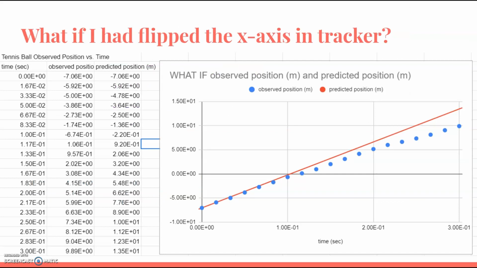Now, what happens if I had flipped the x-axis in Tracker? As you can see, the graphs are very similar. However, they are just going along the position. They're going from a negative position to a positive position. However, the trends are still the same with the linear predicted position and the more curved observed position.